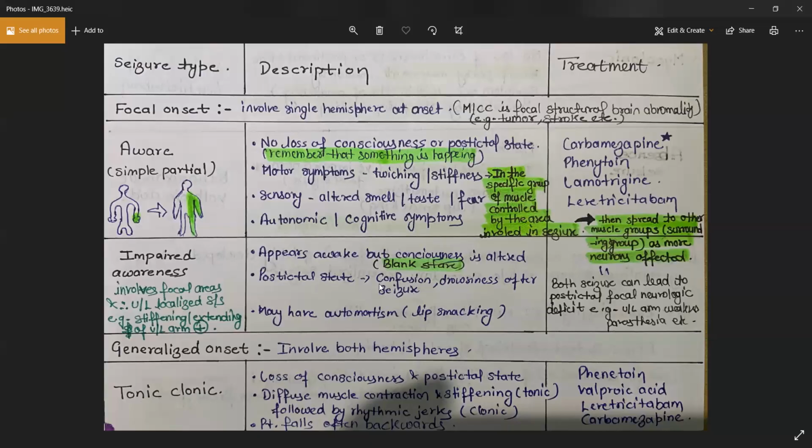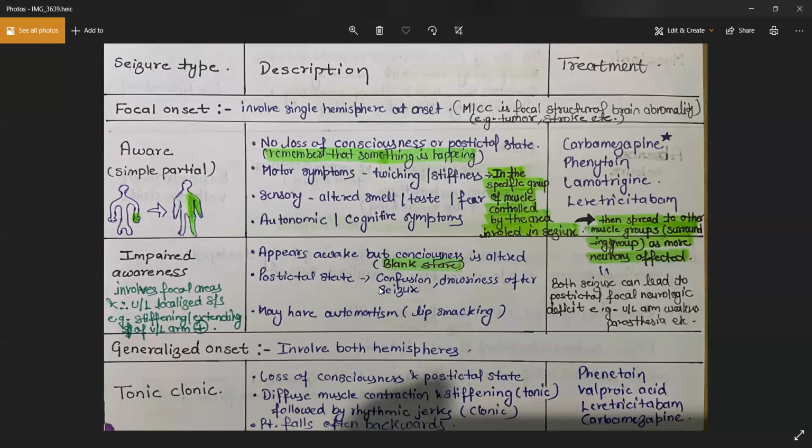They do not know what happened to them. It will take time, like 15 minutes or even an hour, for them to regain their consciousness, to know where they are and what they are doing. So they get the episode of seizure and they just forget everything after the seizure. They don't know what's happening to them.